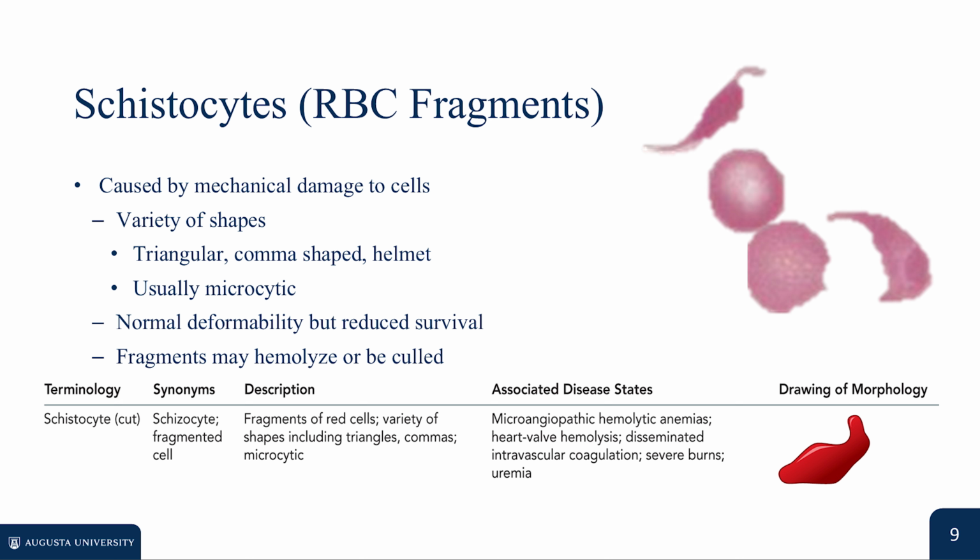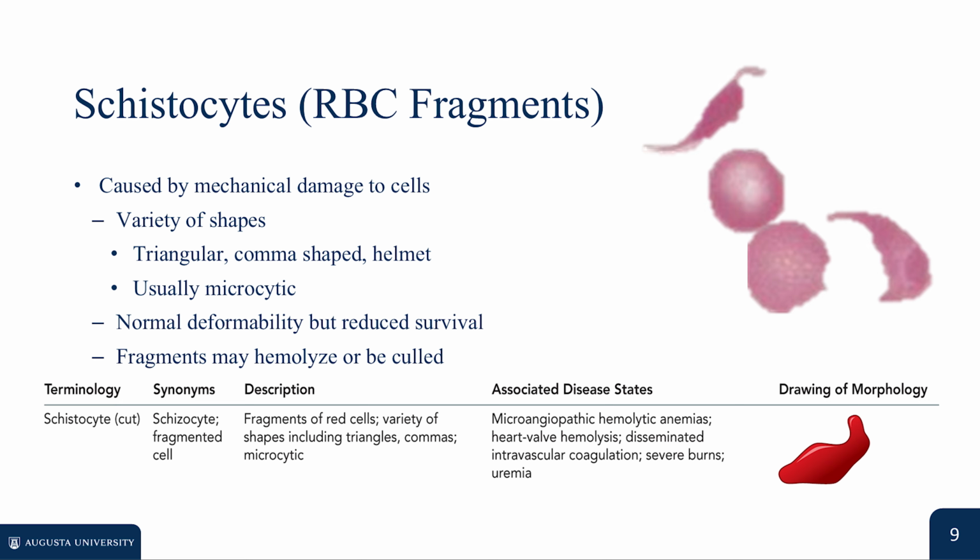Schistocytes are fragmented red blood cells that demonstrate a wide variety of irregular, sharp shapes, including triangular, comma-shaped, crescent, or helmet-like fragments. They are typically microcytic in size. These fragments are produced by direct mechanical trauma, such as shearing against intravascular fibrin networks or artificial heart valves. Although these fragments retain normal intracellular membrane deformability, their overall cellular survival is severely compromised. These fragmented cells undergo rapid intravascular hemolysis or are culled rapidly by macrophages in the spleen.